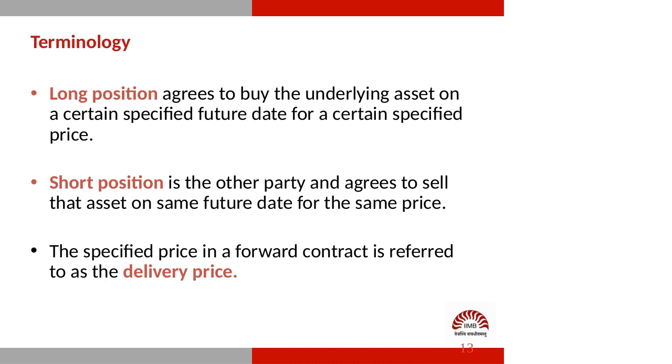In a forward contract, if you have a long position, you're agreeing to buy the underlying asset at a specified future date for a specified future price. The short position is agreeing to sell the asset on the same future date at the same price that you've agreed upon. The price that has been agreed upon is called the delivery price, and the date on which the contract will be exercised is referred to as the exercise date or the settlement date.